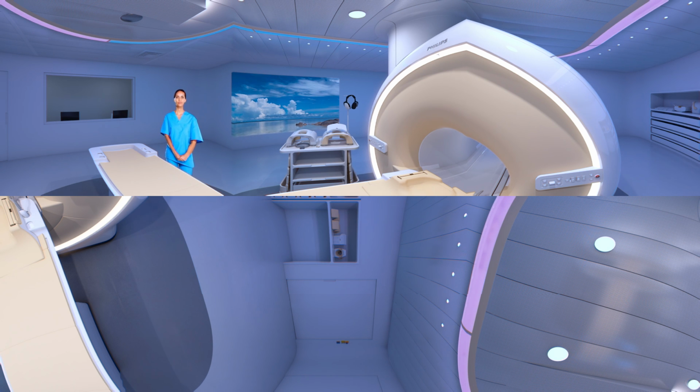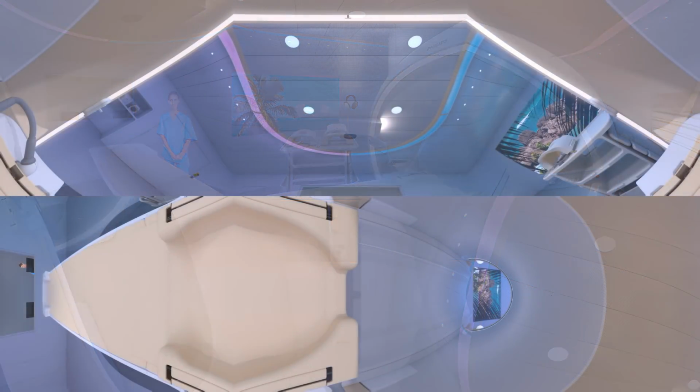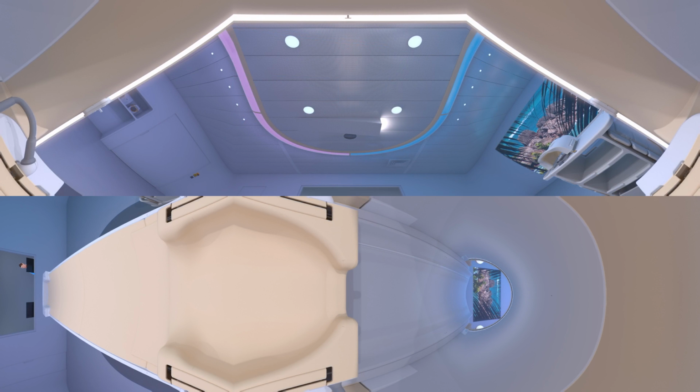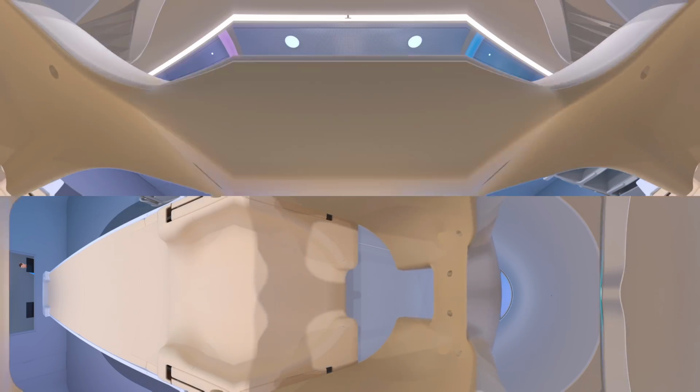You'll need to lay down on your back and remain still during the examination. Otherwise, the images might look blurry. Now, look in front of you. The operator will place headphones and a head coil over your head. This is necessary to ensure the MRI scan images are of good quality.